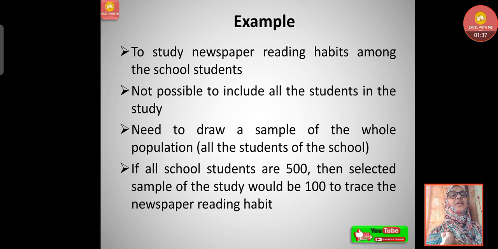Now let's see the example again here. To study newspaper reading habits among school students, it is not possible to include all the students in the study. So what we do is draw a sample of the whole population, that is all the students of the school, that will become our population. If all school students are 500, then the selected sample of the study would be 100 to trace the newspaper reading habit. To do our research, to make it an average number, we take 100 students from among the whole population size of 500 students.